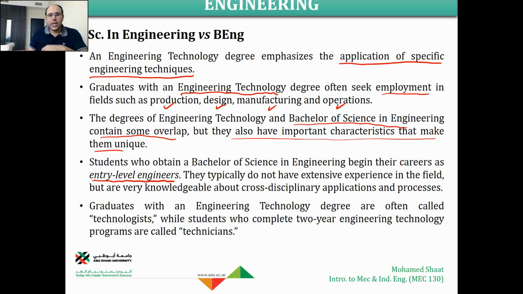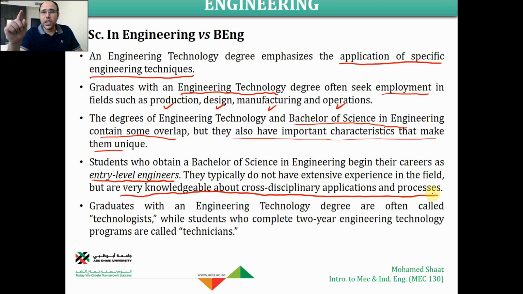You got my point? They typically do not have extensive experience in the field upon graduation, but are very knowledgeable about cross-disciplinary application and process, and they are qualified to gain knowledge. They are qualified to learn more, right? Because the way of teaching engineering in the Bachelor of Science in Engineering depends on this: we give the theory and we teach you how you can use the theory independently by yourself to do some engineering, to create and invent new things. This is the Bachelor of Science in Engineering.